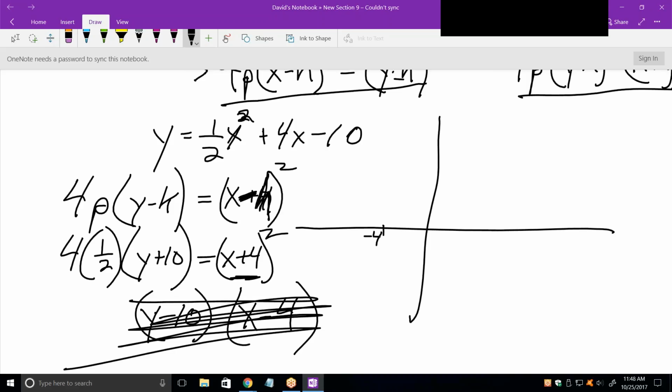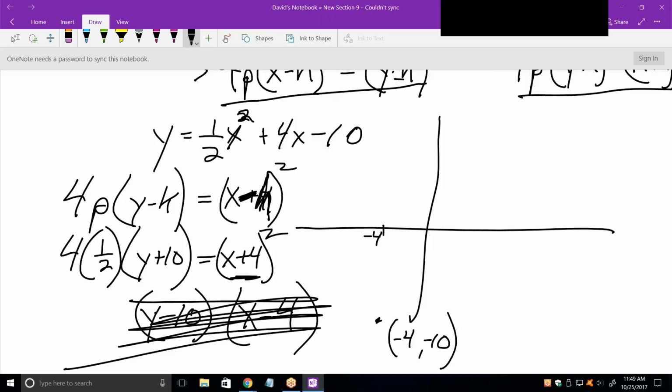So k would also have to be a negative, so it'd be y minus negative 10. K is negative 10. Now next there's the vertex. Minus 4, minus 10.